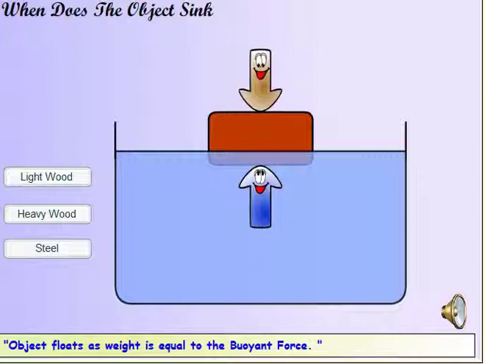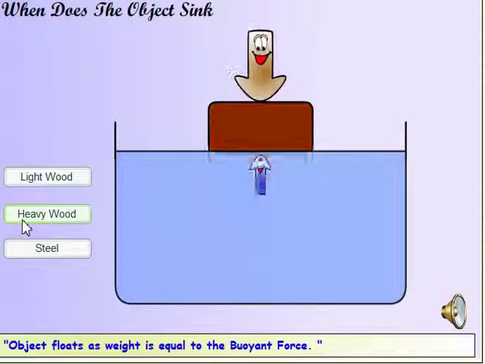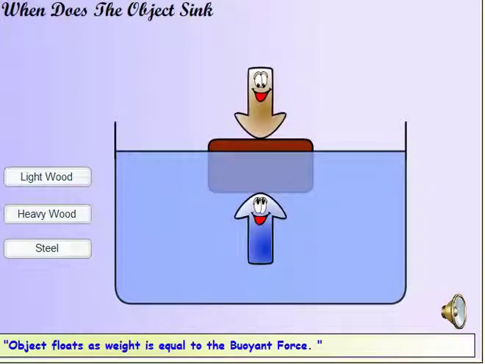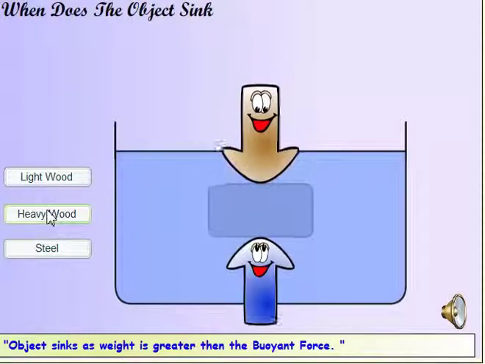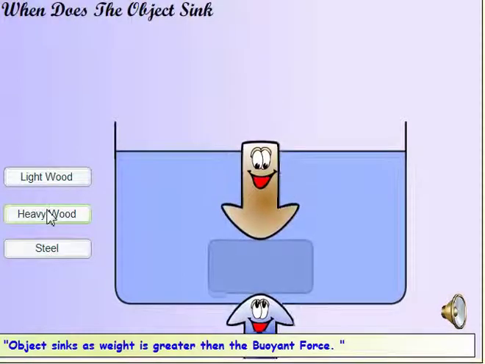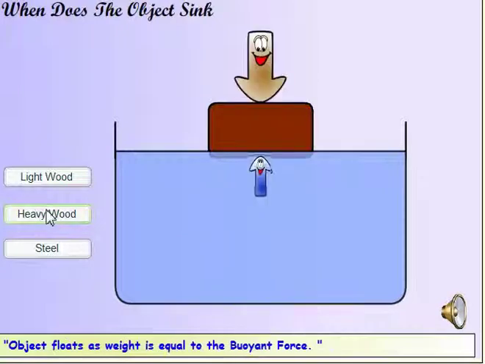In case of heavy wood, the wood that is submerged in the water is more. Therefore, the buoyant force increases. This also matches the weight of the heavy wood, so it floats. In the case of steel, the weight of the steel is greater than the buoyant force, even when the bar is fully submerged, so it sinks.